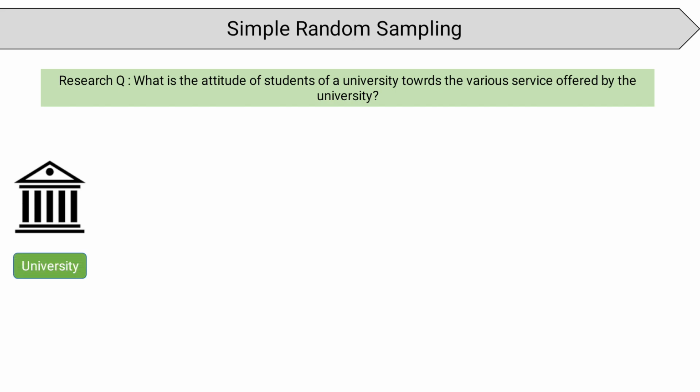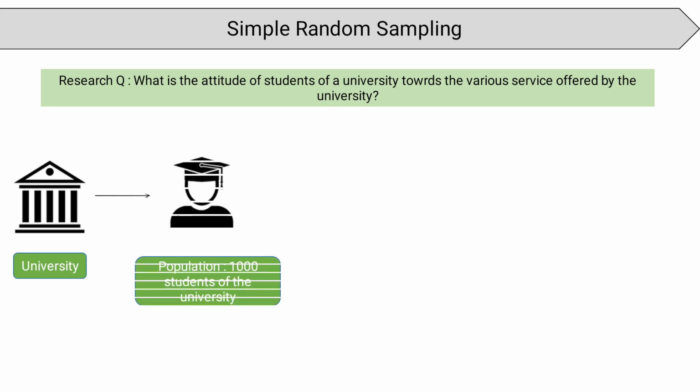Let's say first you select a university. For example, let's say this is X university you have selected. Then the population, meaning the number of students in that entire university, is 1000. So now here the population is 1000. Why? Because you choose only one university, because you have already mentioned what is the attitude of students of a university. So you select one university and here the population is 1000.